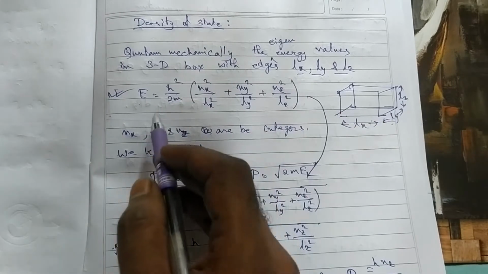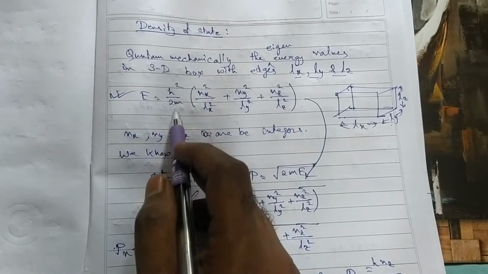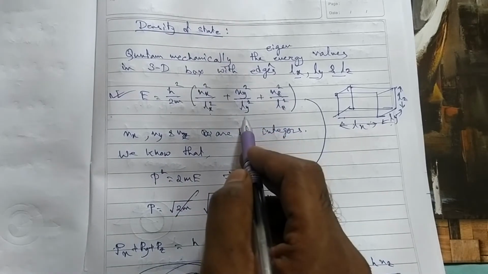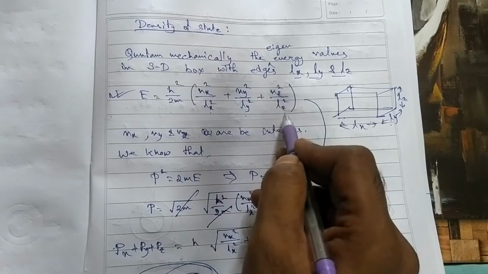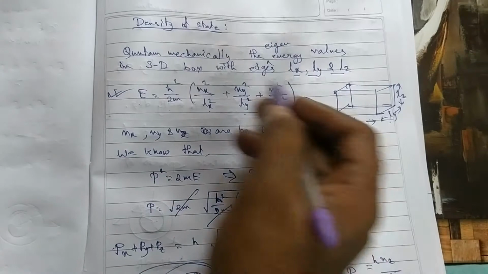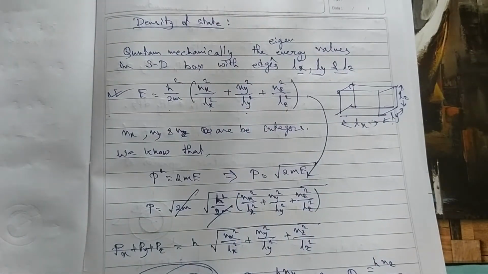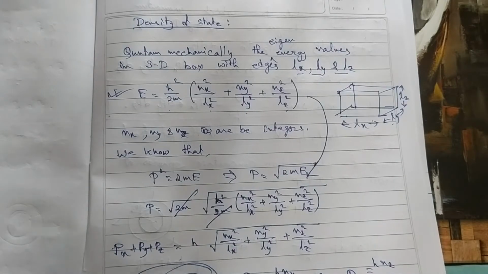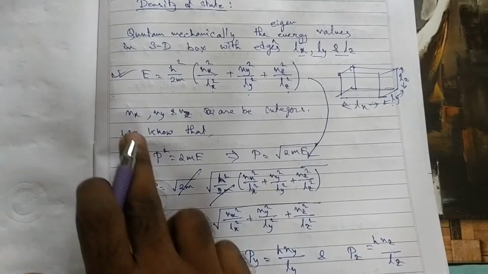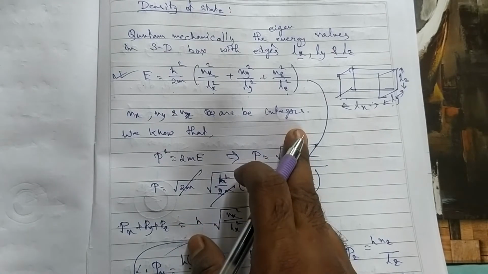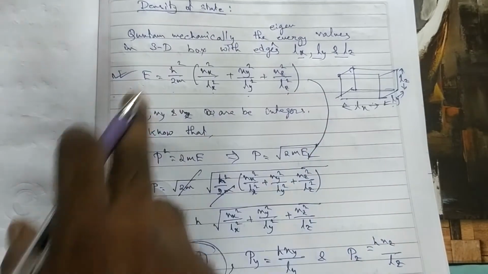The energy is written in terms of h square by 2m times nx square by Lx square plus ny square by Ly square plus nz square by Lz square. We have already constructed this equation for the three-dimensional potential box problem in quantum mechanics, where nx, ny and nz are integer values. So this is the energy.